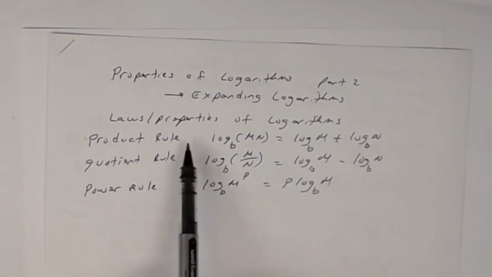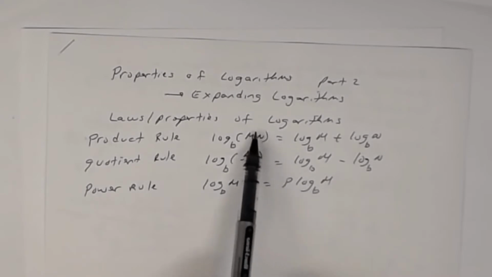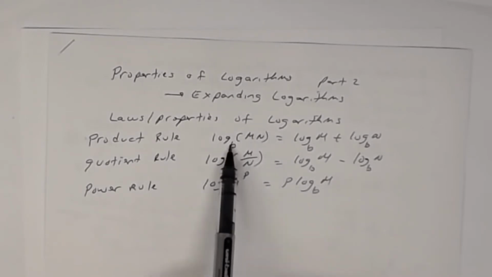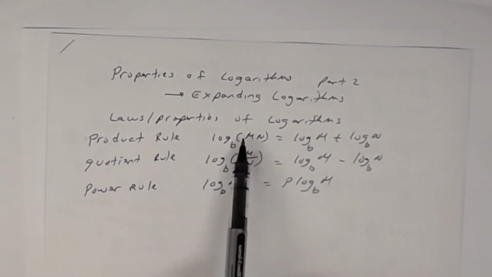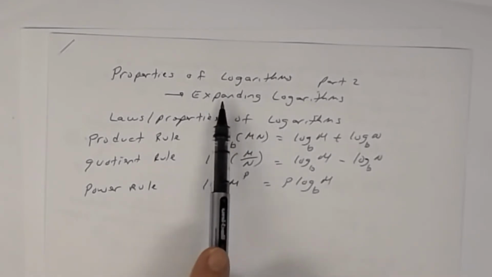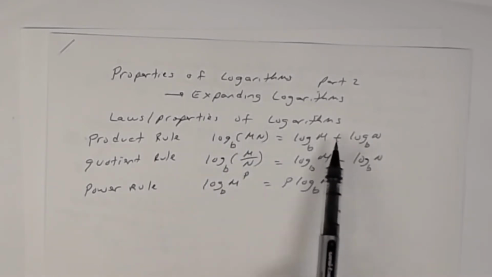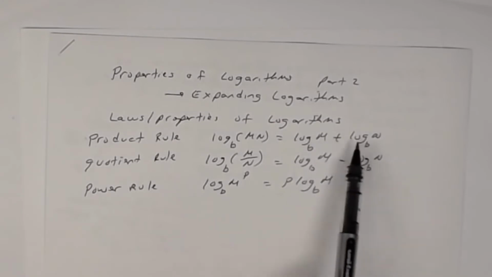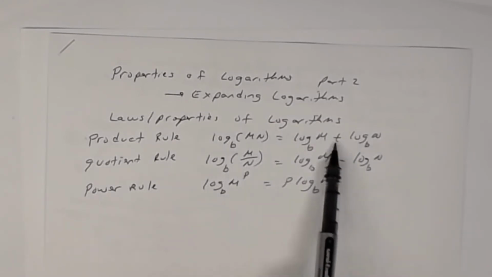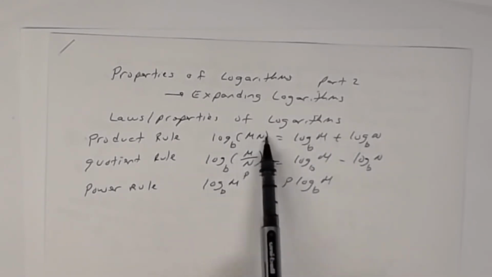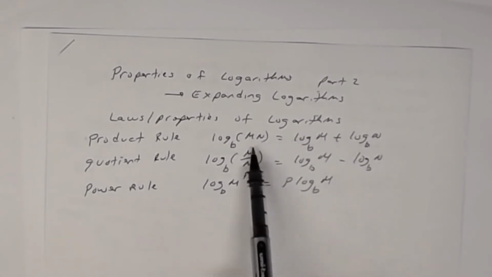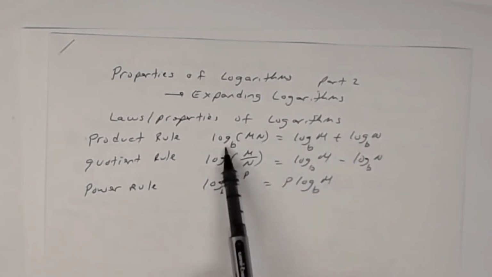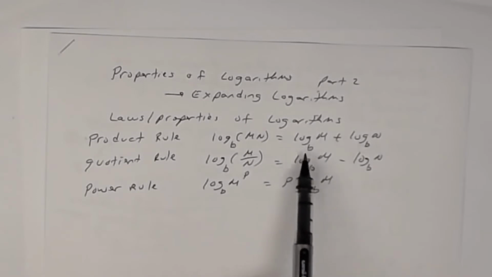The product rule says this: if you have the log of a product, some base, whatever the base may be, you can always expand it. Notice I'm using the word expand. You can always expand it to a sum of the two logs. So it'll be the log of m plus the log of n. So the two factors you see here. Okay, don't forget the base though. Whatever that base is, you must indicate it here.